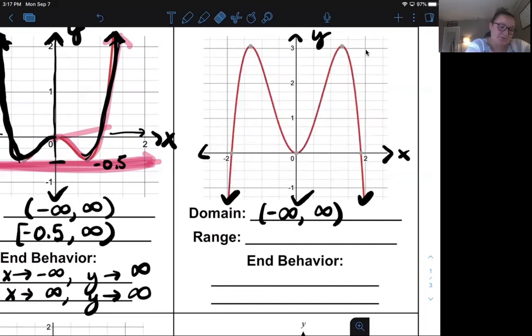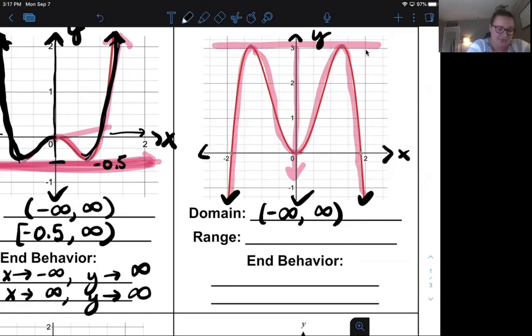All right, what about our range? If you check out our range, it looks like all of the y values hit 3. We're going to call it 3. It's a little bit above 3, but we're just going to call it 3 for simplicity's sake. And then all the y values are actually below that. All of these y values are below that value of 3.